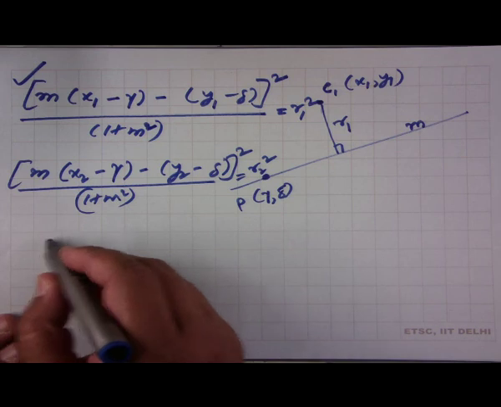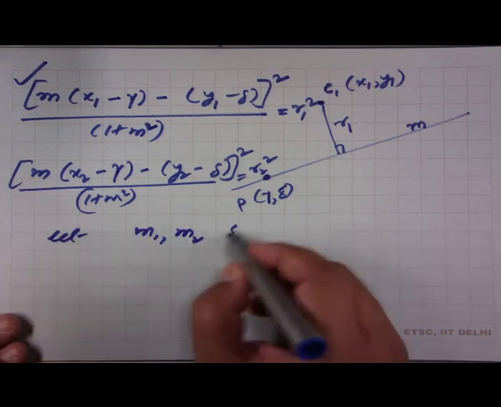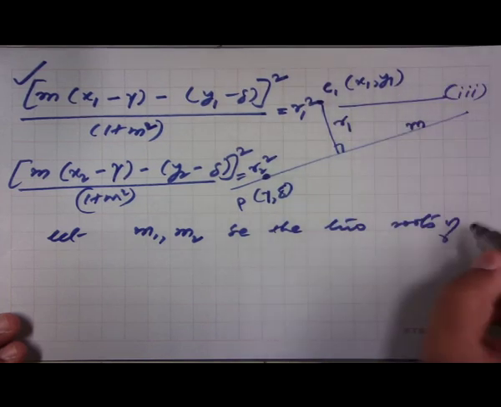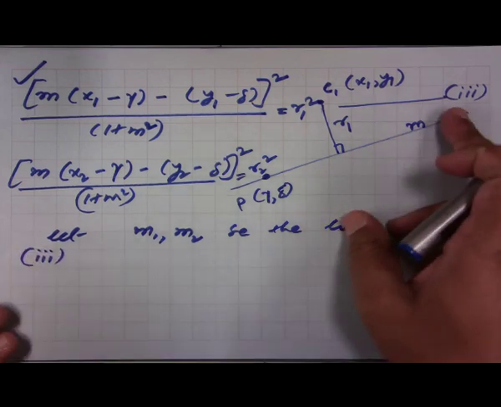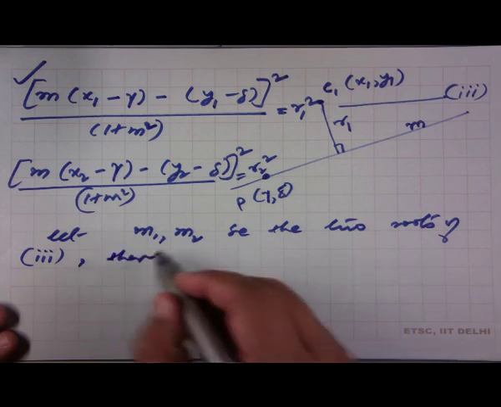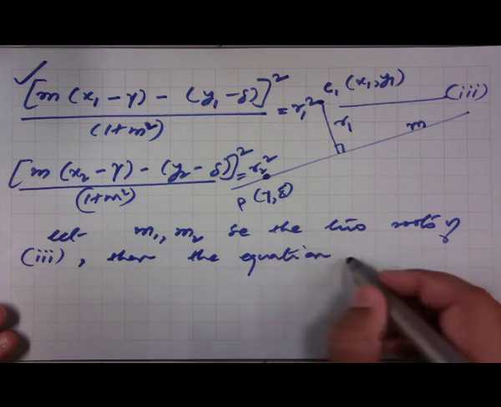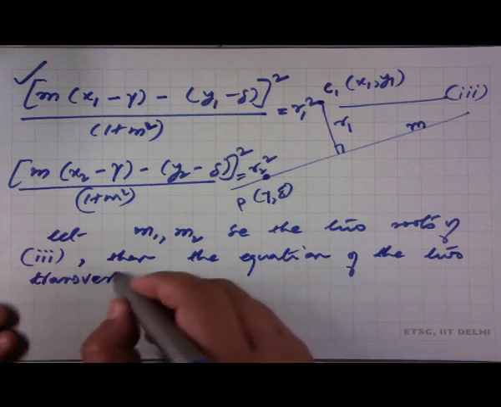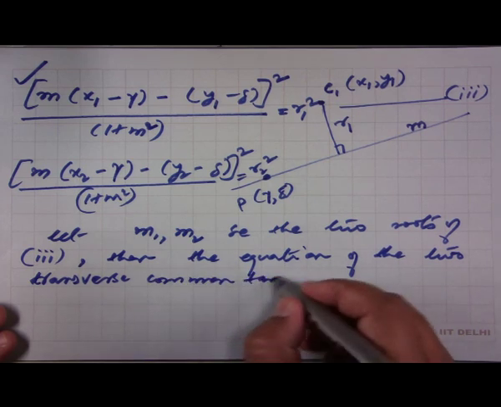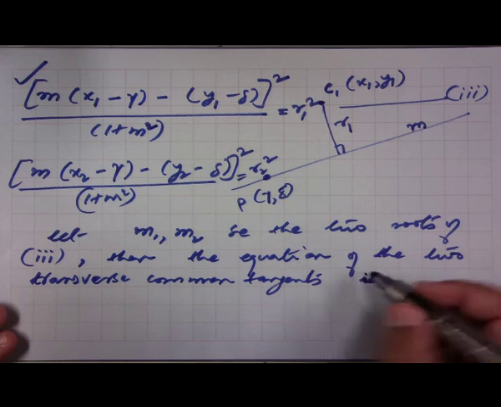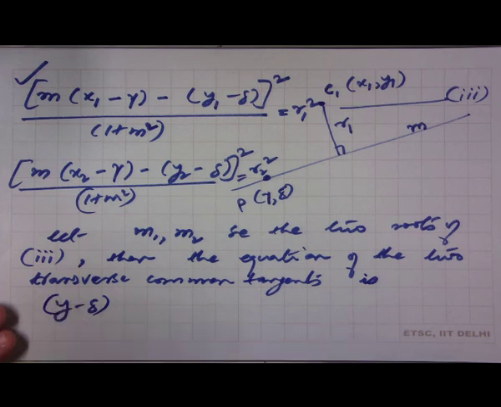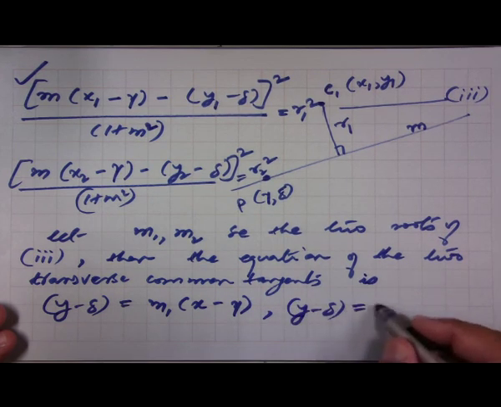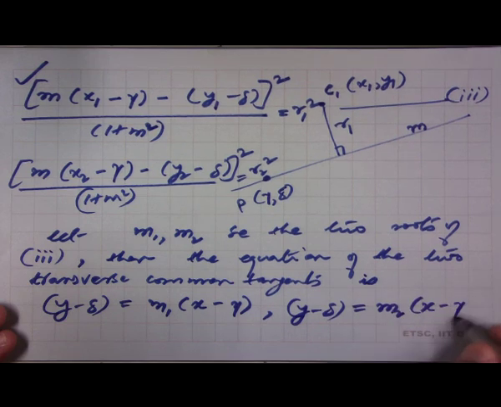So, let m1 comma m2 be the two roots of the quadratic equation resulting from equation 3, and then the equations of the two transverse common tangents will be: one will be y minus delta is equal to m1 times x minus gamma, and the other equation will be y minus delta is equal to m2 times x minus gamma.